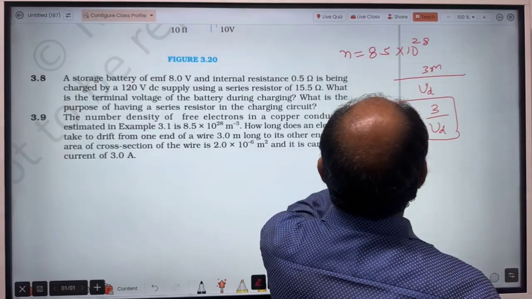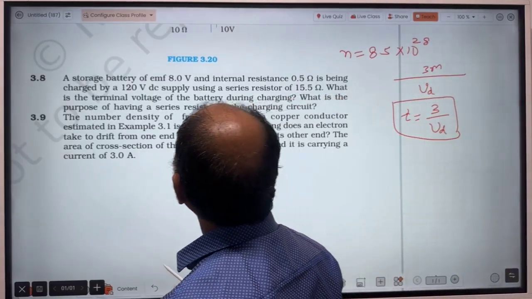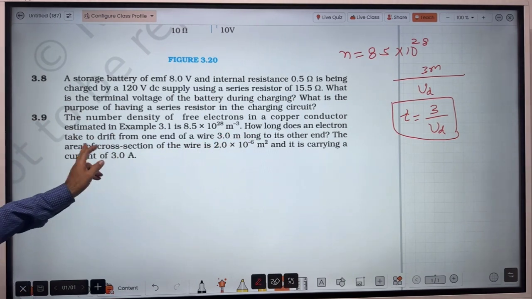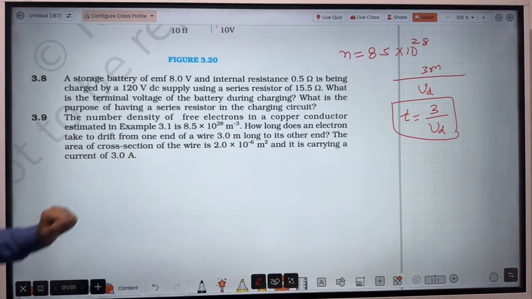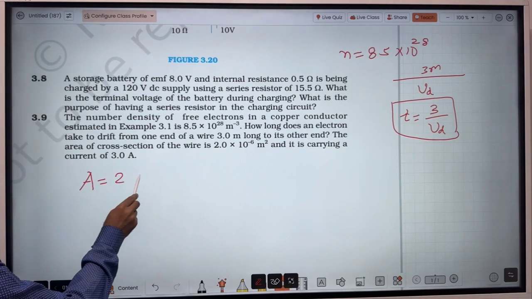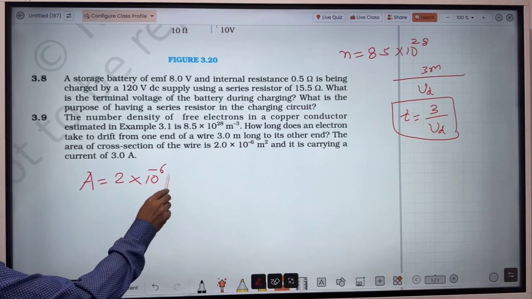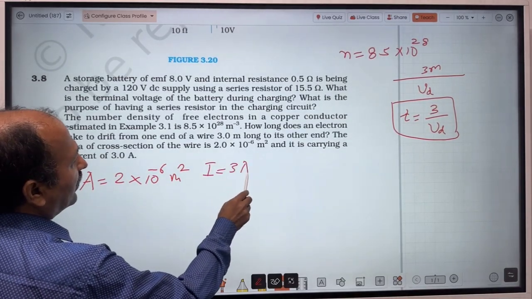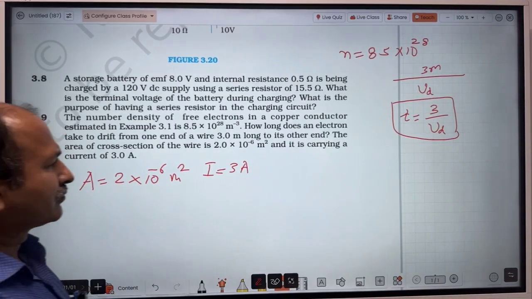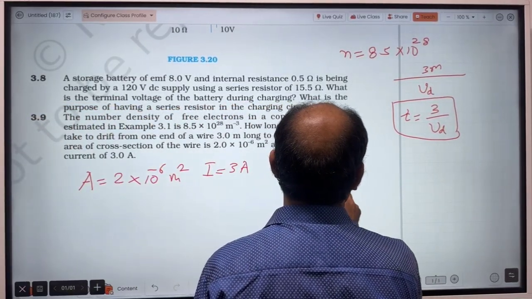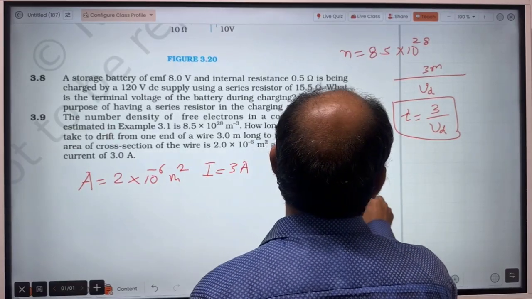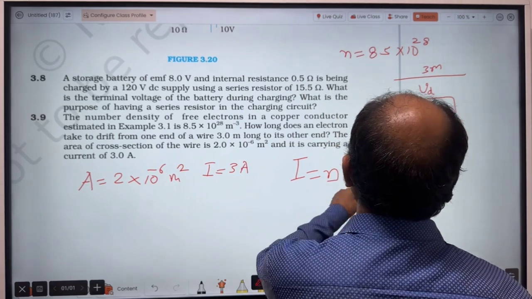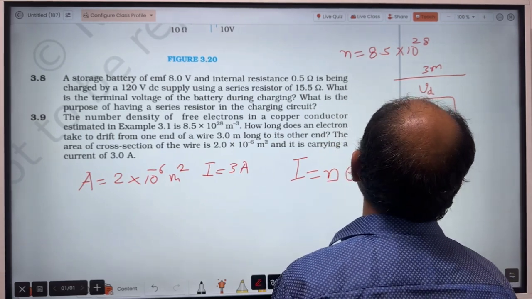But whether the drift velocity is given or not. To get the drift velocity, let's consider the other information given in the question. The area of cross section A is given as 2 into 10 to the power minus 6 meter square. And I is also given, 3 ampere. What is the formula for drift velocity? I is given by n e A Vd. If you remember, n is the number density, e is the electronic charge, A is the area of cross section, and Vd is the drift velocity.